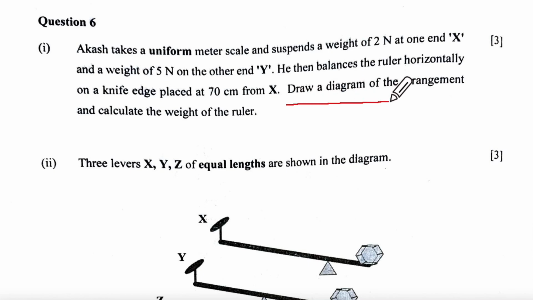For the arrangement, you will have to show meter ruler, which is 0 centimeter, and the other end will be 100 centimeter. You could call this end X and this end Y. And from the center of gravity, you will show mg, which could be the weight of the ruler. He suspends weight of 2 newtons at end X. So at X it is 2 Newton and 5 Newton at Y, so it will be like so.